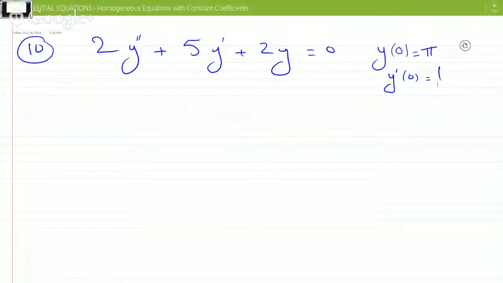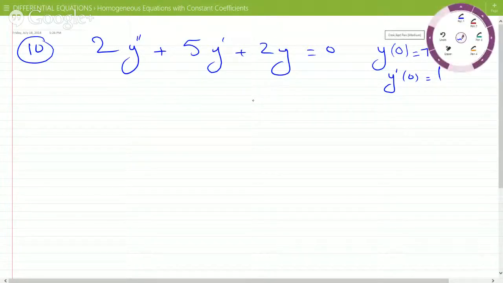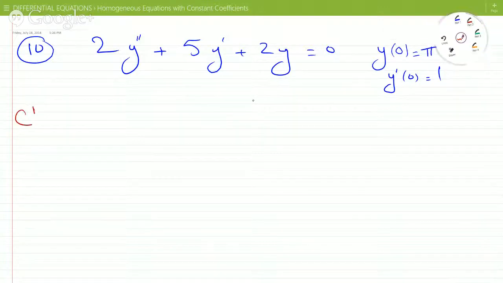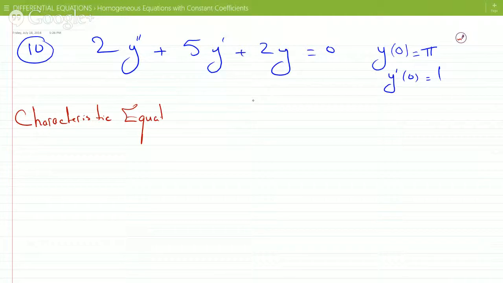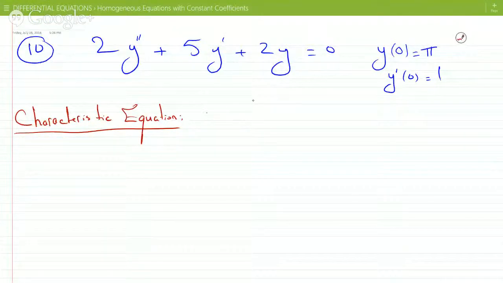So this is a second order homogeneous differential equation with constant coefficients. So we write the characteristic equation. The characteristic equation will be 2r squared plus 5r plus 2 equals 0, or you could use m, whatever you like.